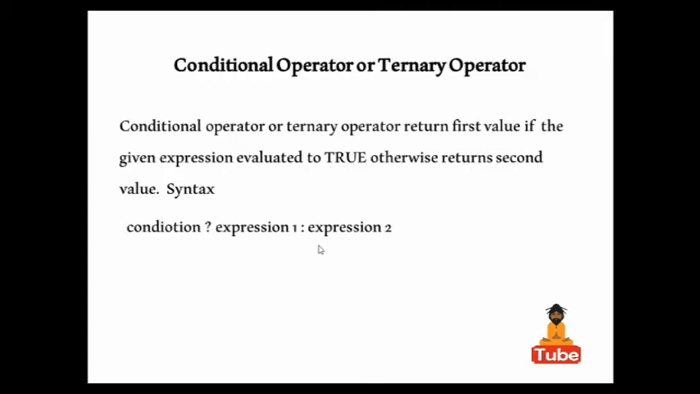Conditional operator or ternary operator. It is called ternary operator because it requires three expressions. As you are able to see, it requires a condition, expression 1 and expression 2.